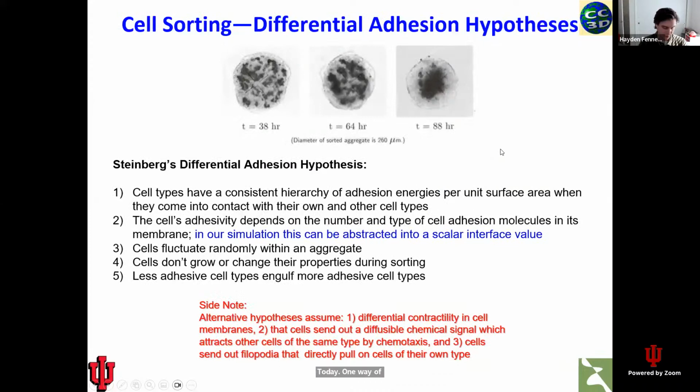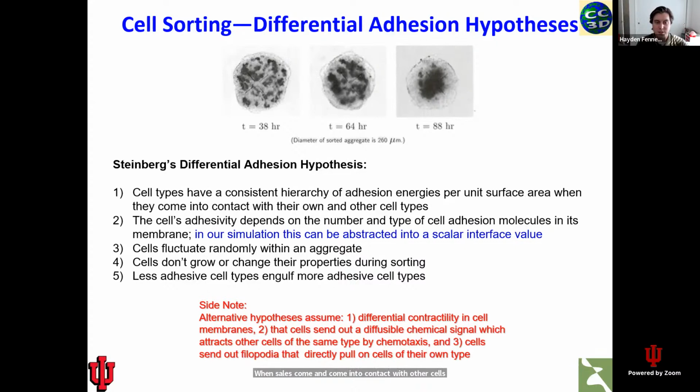One way of modeling this, so there's some disagreement in the literature about what's the most useful way to model cell sorting behaviors. The way that we're going to be looking at today is the differential adhesion hypothesis, which states a couple of kind of base assumptions, that there's a hierarchy of adhesion energies when cells come into contact with other cells and with their own cells.